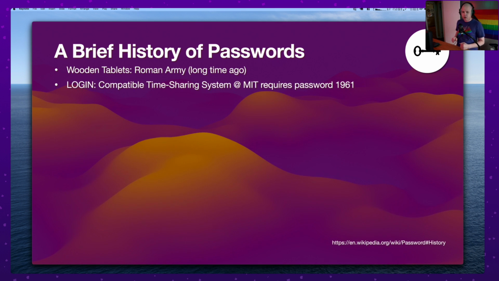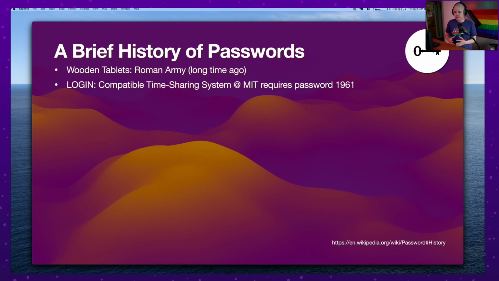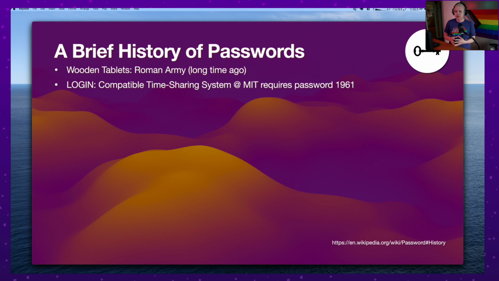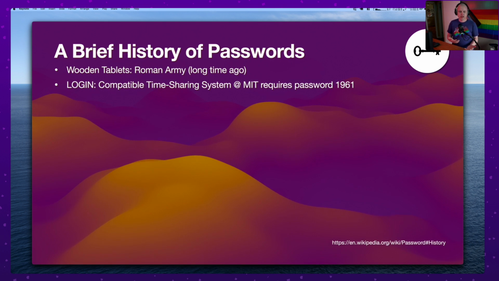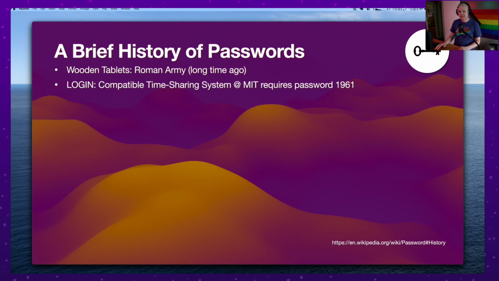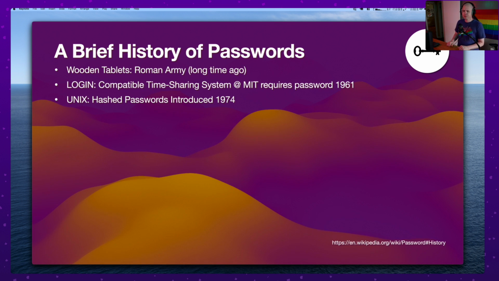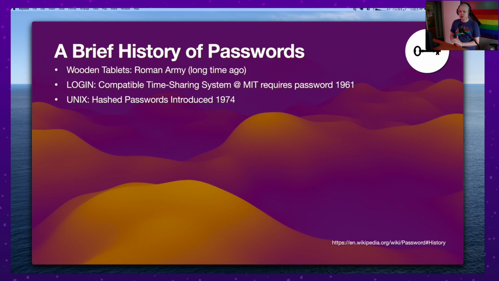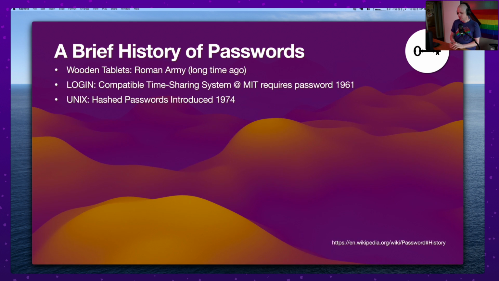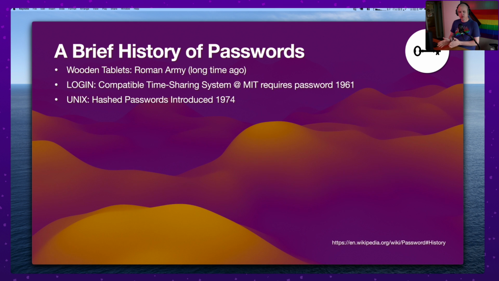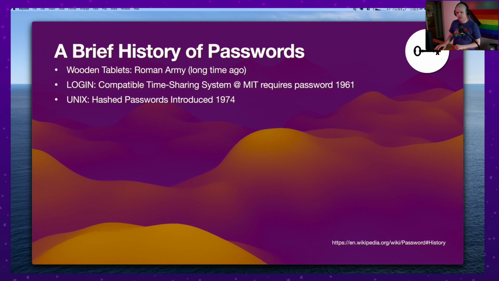Fast forward maybe a few hundred years, the first computer system that requires a password is at MIT, and it's something called the Compatible Time Sharing System, CTSS for short. It had a login command requiring a password, and that's 1961 at MIT. Just over a decade later, hashed passwords were introduced into the Unix system. There was some work being done before that, but that's, I think, where Unix started to use hashed passwords.